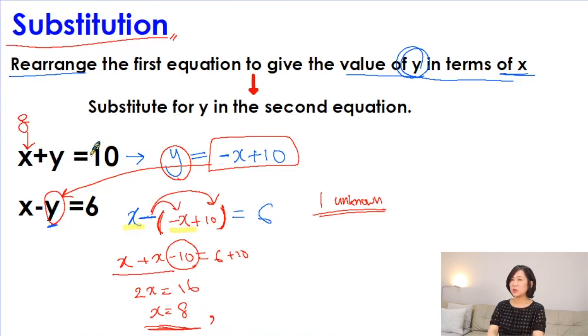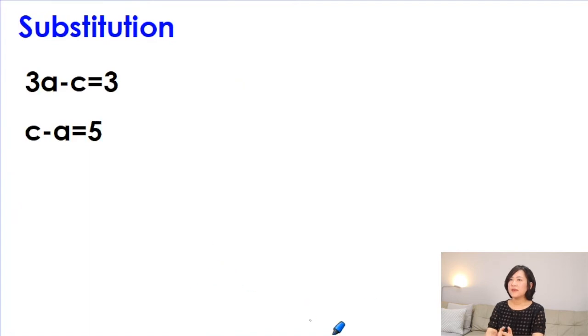Then 8 plus y is 10, so that we can see y equals 2. This is the substitution method. Just remember, a simultaneous equation has two variables, so we couldn't find the values for x and y. That's why we try to remove one variable, so that at the end we've got an equation with only one variable.